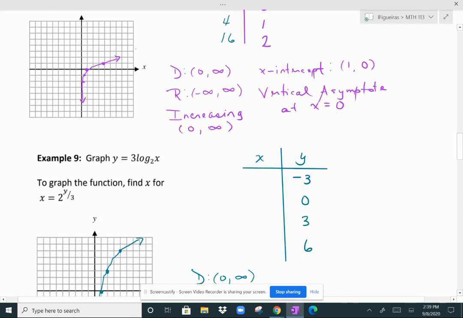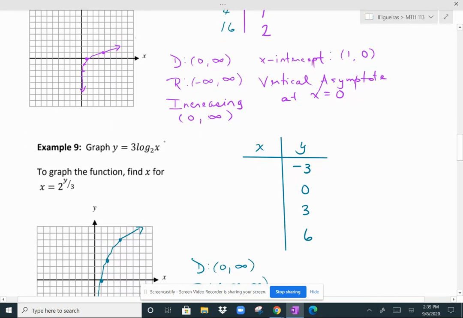Okay, so here's another one. We want to graph this function, but as I mentioned before, first you need to divide by 3, so that's y over 3, and then rewrite it as an exponential expression. So I have x is equal to 2 to the y over 3.